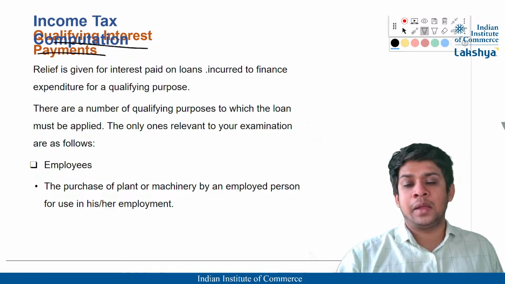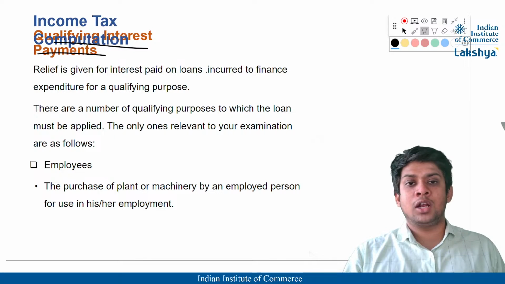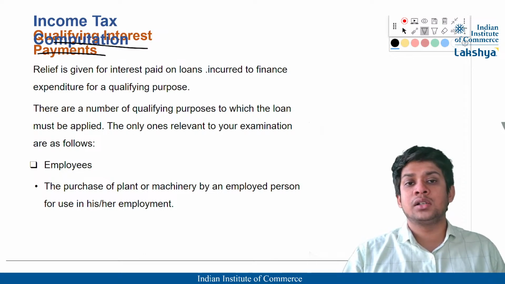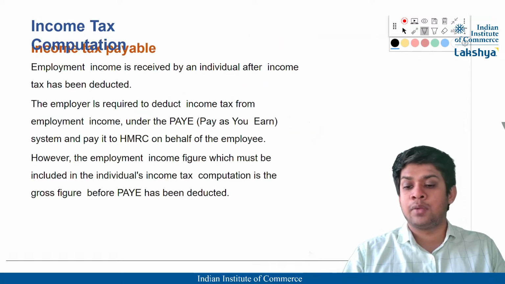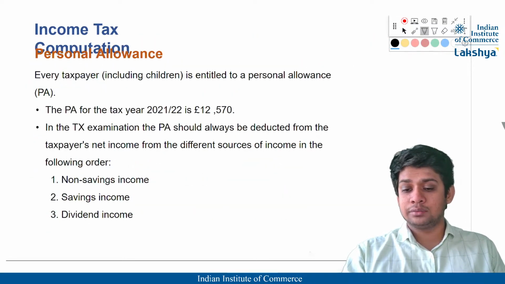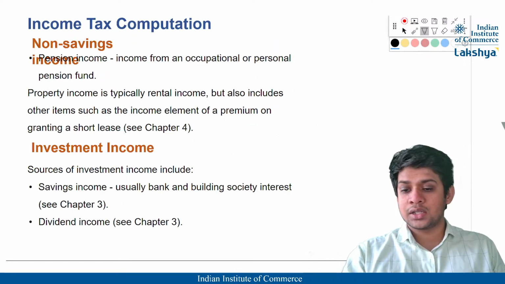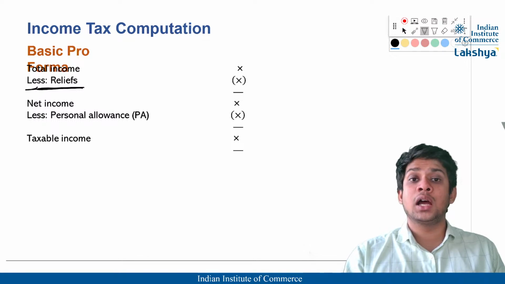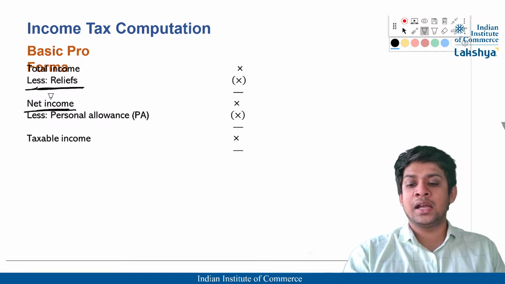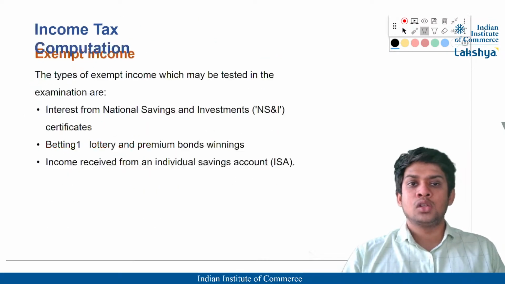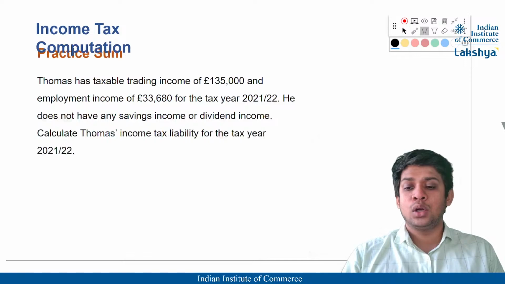Now, qualifying interest payments. So always remember, guys, wherever an employee is working or someone is trading, from their trading income, from their employment income, there are certain reliefs that we saw that they could claim, right? We saw in this computation. Where is it? Here, you can see your reliefs. After deducting the reliefs, they can actually get their net income, and after that, the personal allowance is deducted. Okay. So, what are those reliefs which are available to them?